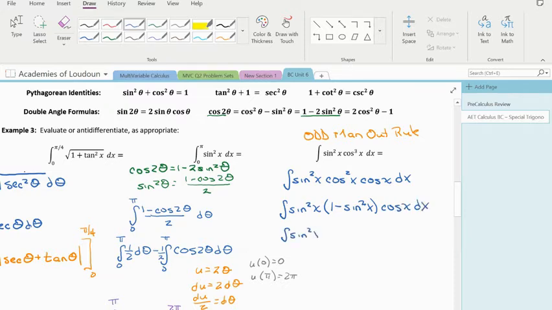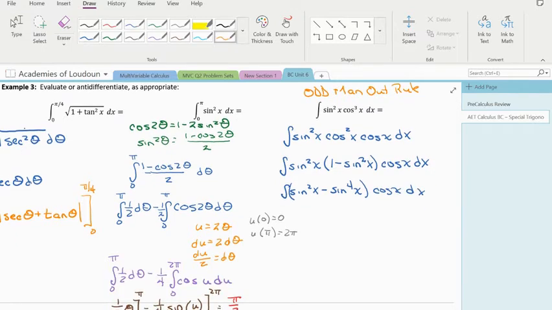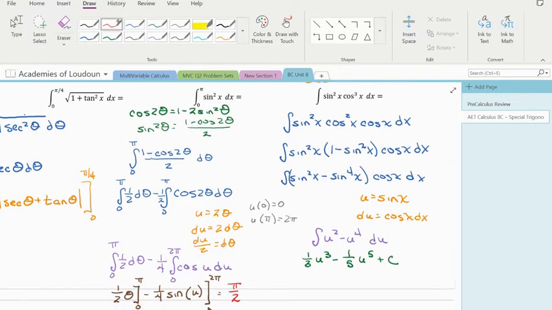Distribute, we have sine squared x minus sine to the 4th x times cosine x dx. And now we can use u substitution. So u will be sine x, du is cosine x dx. And so now we have the antiderivative of u squared minus u to the 4th du. We know that's 1/3 u cubed minus 1/5 u to the 5th plus c. And substitute our u's back in. We have 1/3 sine cubed x minus 1/5 sine to the 5th x plus c.